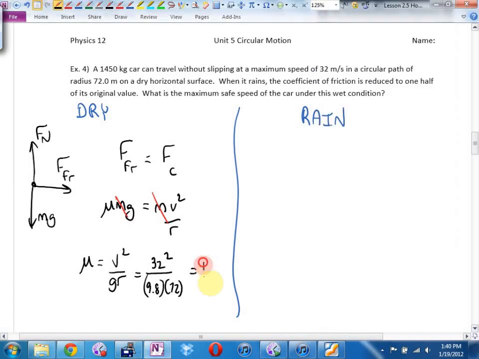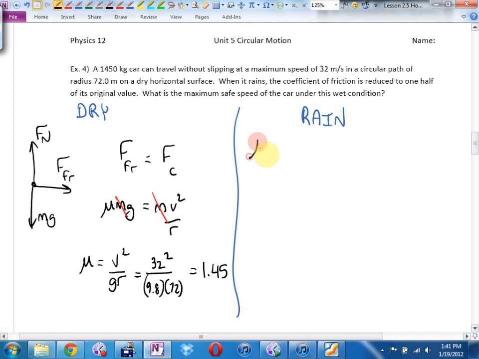Sorry. What are the units, by the way, for mu? Oh, yeah, there are none, right? It's a unitless measurement. Let's go to the rain now. Apparently, in the rain, we lose half of our traction. So in the rain, I'll call it mu r for rain. It's going to be 1.45 over 2. And I'll use the value on my calculator.